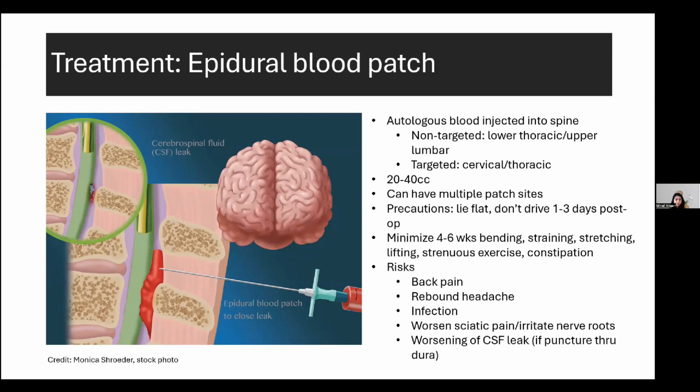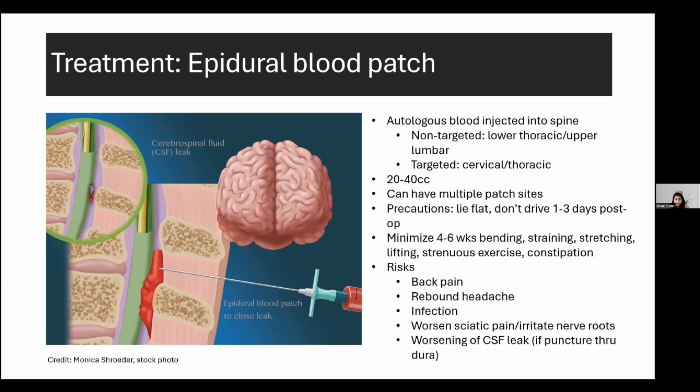The way that this is thought to work is basically it forms a clot, and so it stops the leakage coming in from the CSF. So if there's a punctured dura, the thought is that there will be a clot that forms around the puncture site to avoid further leakage.